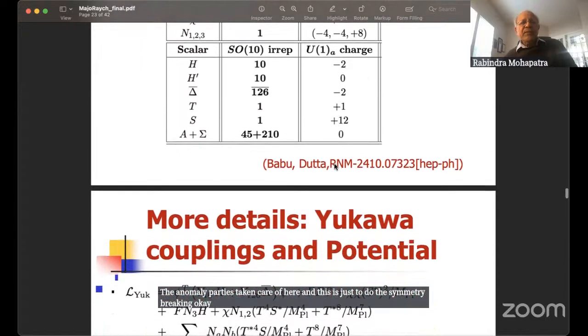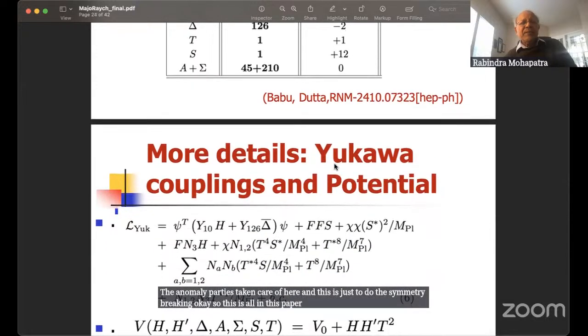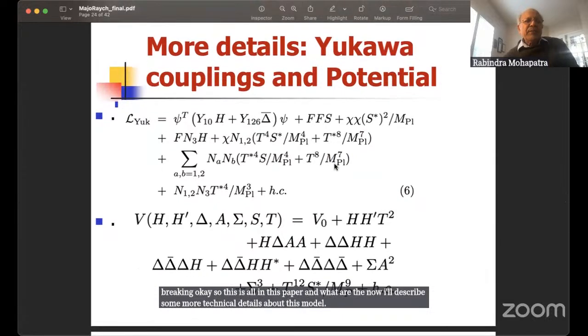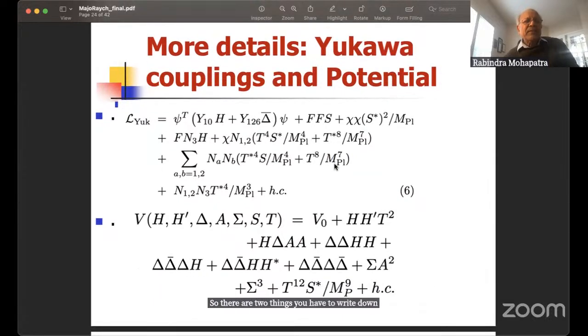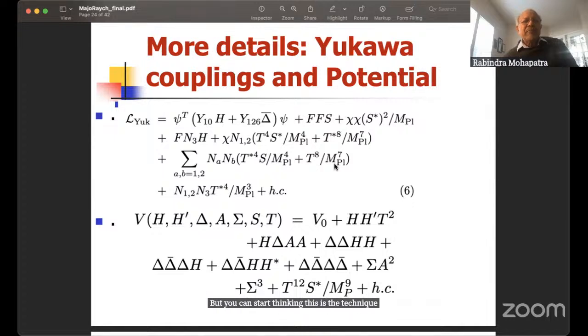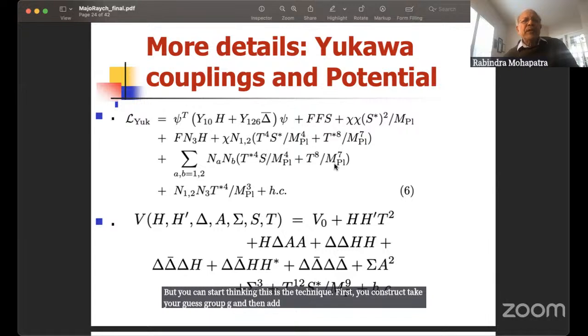So this is all in this paper, and now I'm going to describe some more technical details about this model. There are two things you have to write down once you start constructing this kind of model. By the way, with this technique you can also start thinking of models of this type. We haven't exhausted all the models that could possibly be constructed, but this is the technique. First you take your gauge group G, add to it the gauge group U1A, and then construct the theory to be anomaly free.